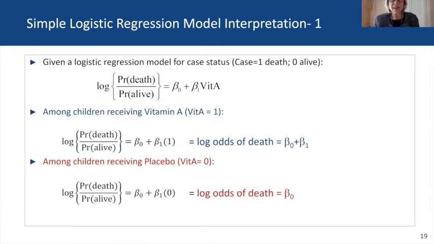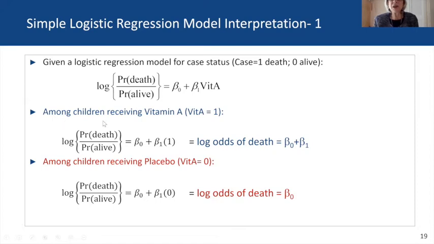If we extend this on the next slide to indicate that case status is 1 for death and 0 for alive, then our log odds of death equals beta naught plus beta 1 vitamin A. And we would note that 1 will be the value of vitamin A when the child received vitamin A, and 0 would be the value of vitamin A among children receiving placebo.